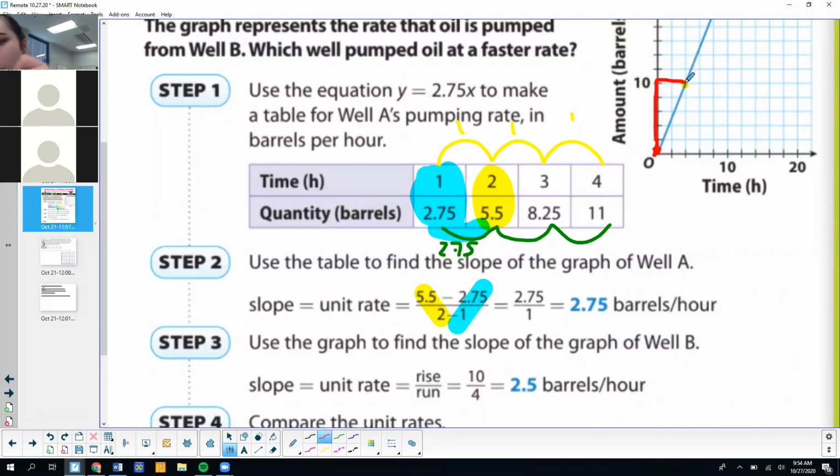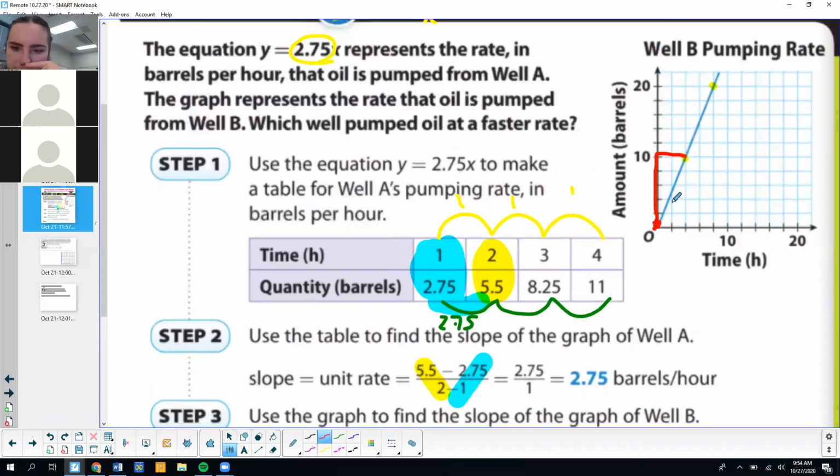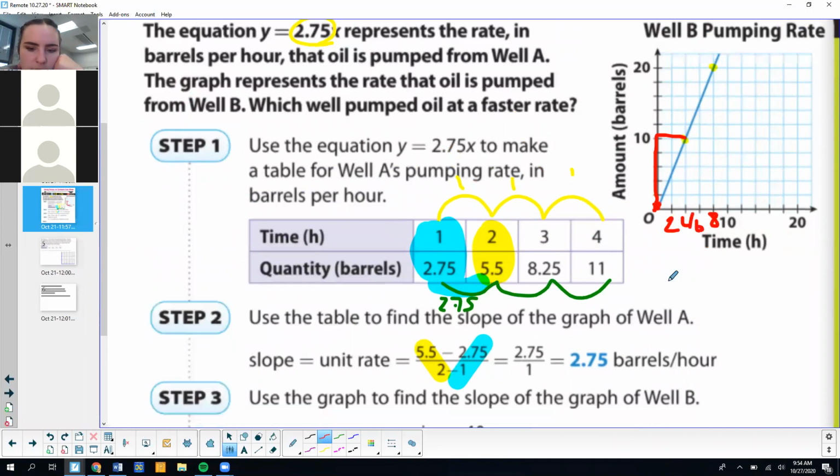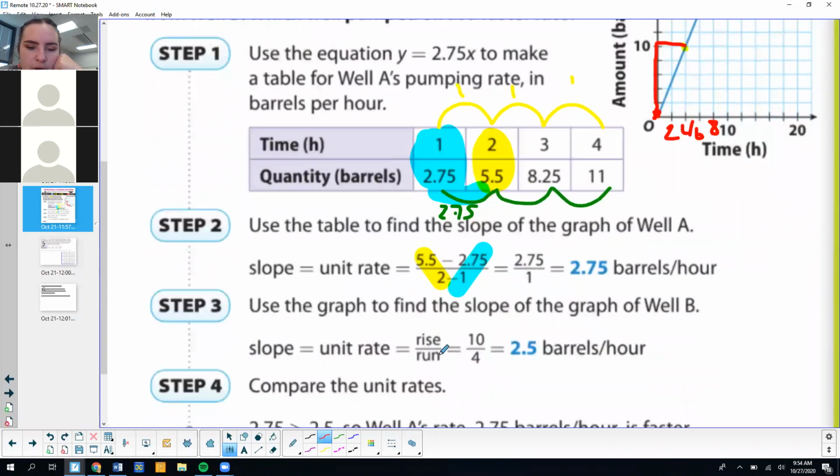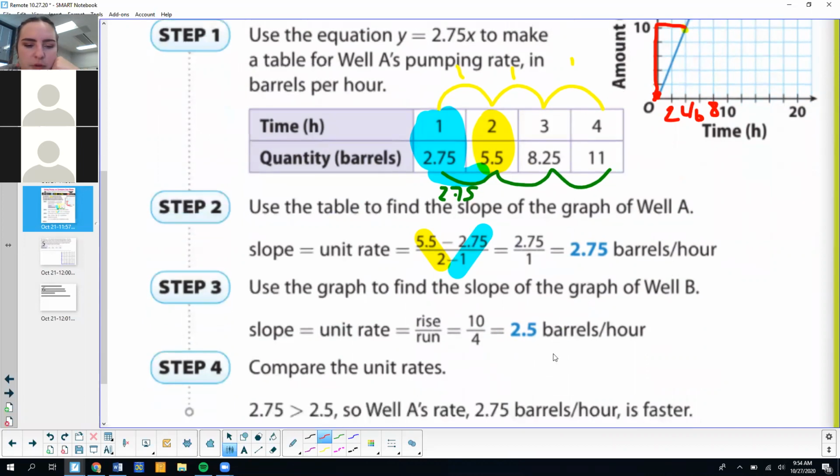1, 2, 3, 4. I know it looks like I'm jumping by 2, but this graph is moving in increments of 2, if you can see that. So our rise over our run is 10 divided by 4, which is 2.5 barrels per hour.